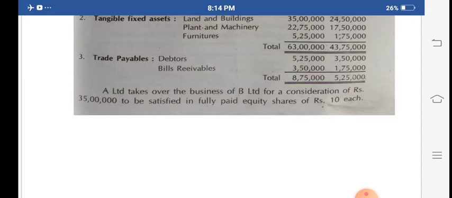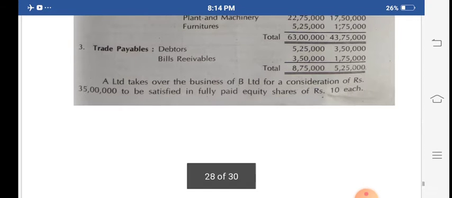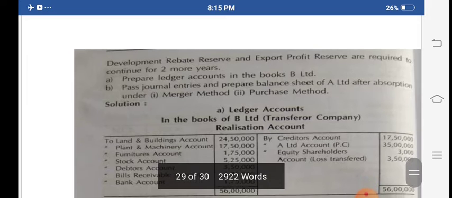A Limited is ready to give rupees 35 lakh for the purchase of the business of B Limited. This is the purchase consideration, a lump sum amount, so we have to use the lump sum method here. Now see the other information.